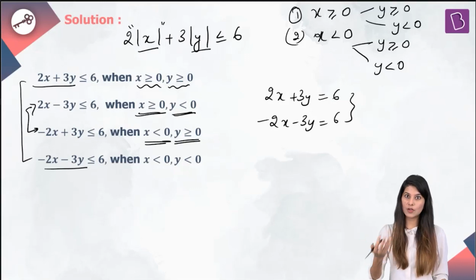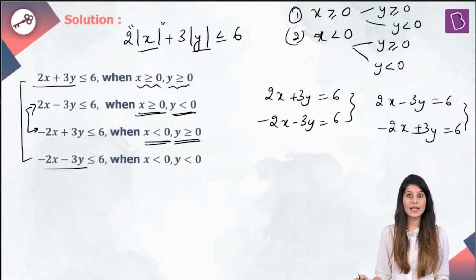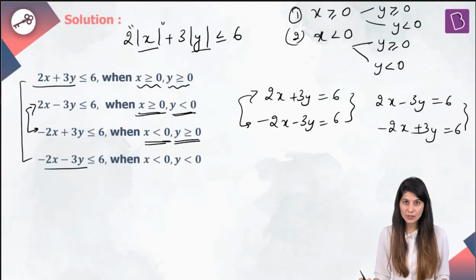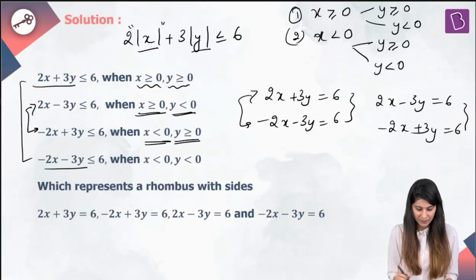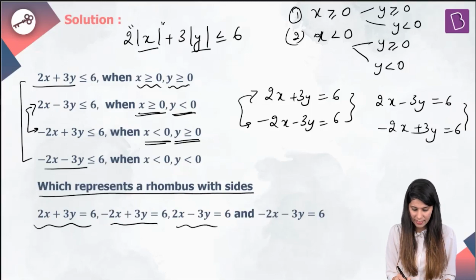2x - 3y = 6 and -2x + 3y = 6, these 2 are parallel lines. That simply means this is a parallelogram, and in fact a special case of parallelogram, a rhombus. By symmetry, all 4 sides of this rhombus would be equal. So this represents a rhombus with these sides.